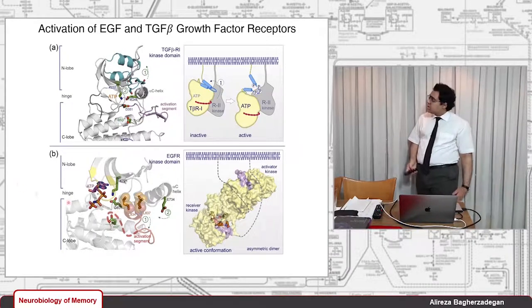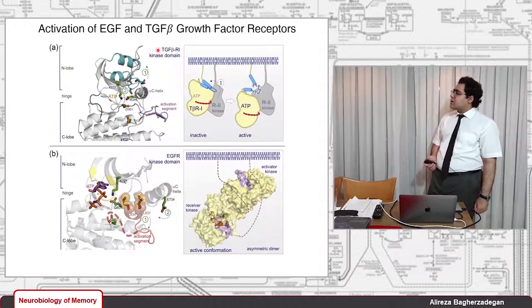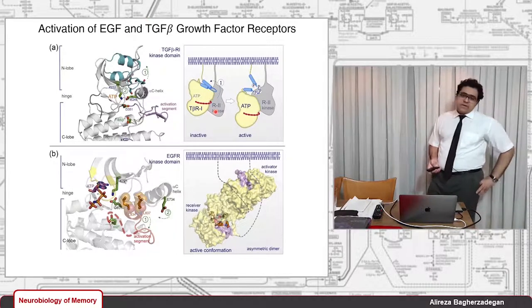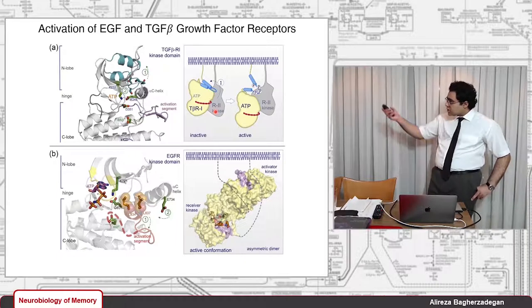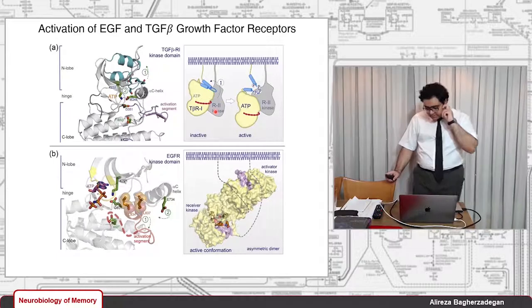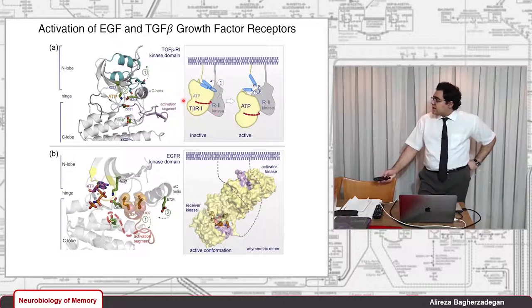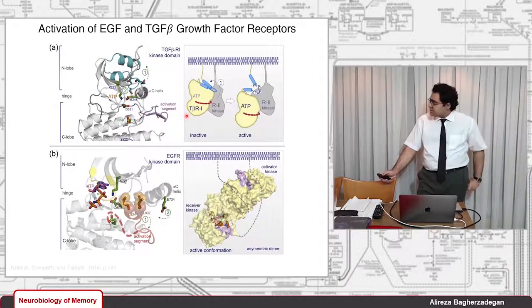This is how epidermal growth factor and transforming growth factor beta receptors are activated. These are related to kinase enzymes, and these are receptors, of course, but they are enzyme-coupled receptors. They have an intrinsic kinase domain on their cytosolic side. Beautiful.